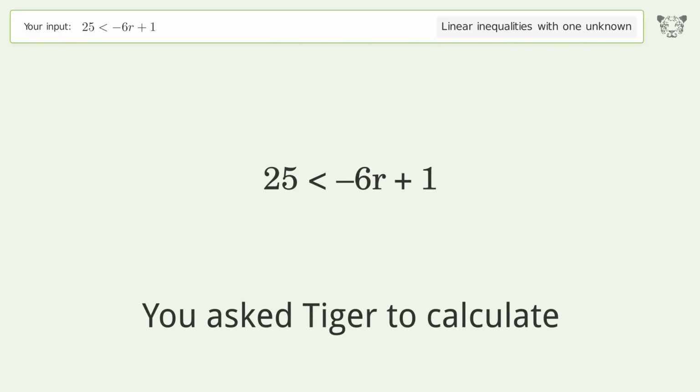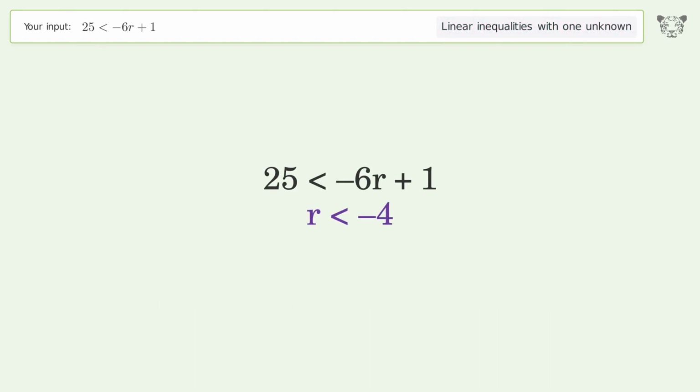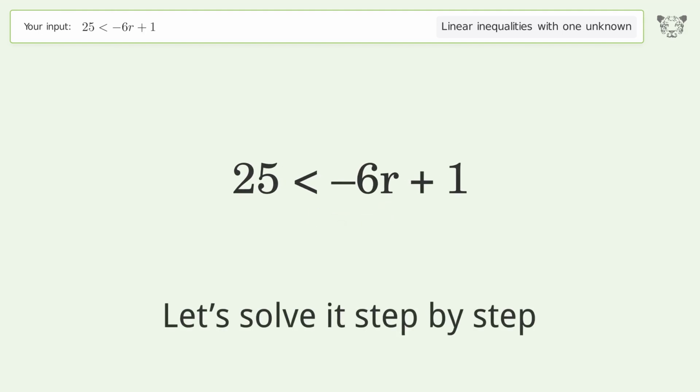You ask Tiger to calculate. This deals with linear inequalities with one unknown. The final result is r smaller than -4. Let's solve it step by step.